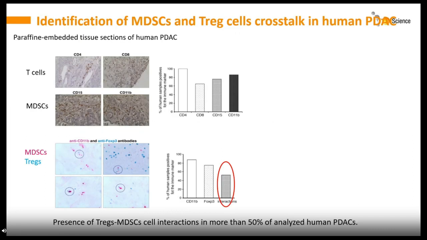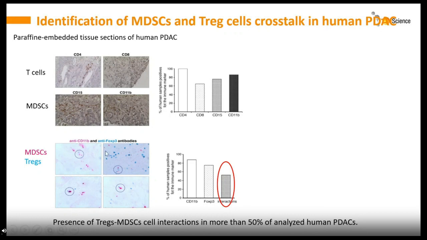So to finish, we wanted to determine if MDSC and Treg could be in interaction in human pancreatic cancer. So for that, we studied human PDAC. We had access to paraffin-embedded tissue sections for human PDAC, and we show on this section the presence of T cells, CD4 and CD8 T cells, and we also stained MDSC here with an anti-CD11B and an anti-CD15, which are the markers for human MDSC. And it's not shown, but no immune cells were observed in normal pancreas.